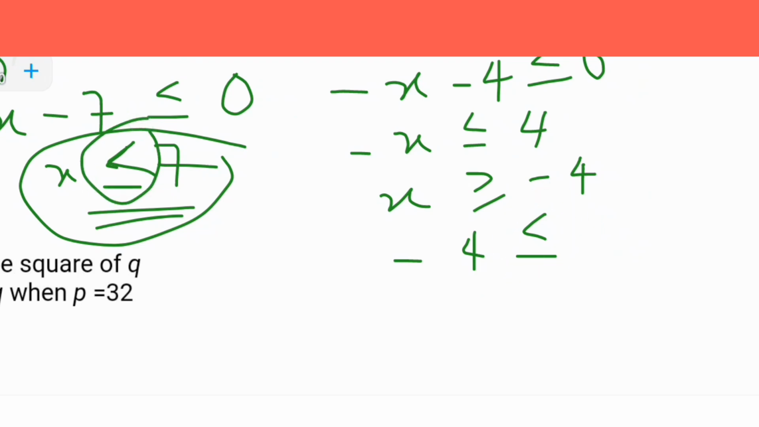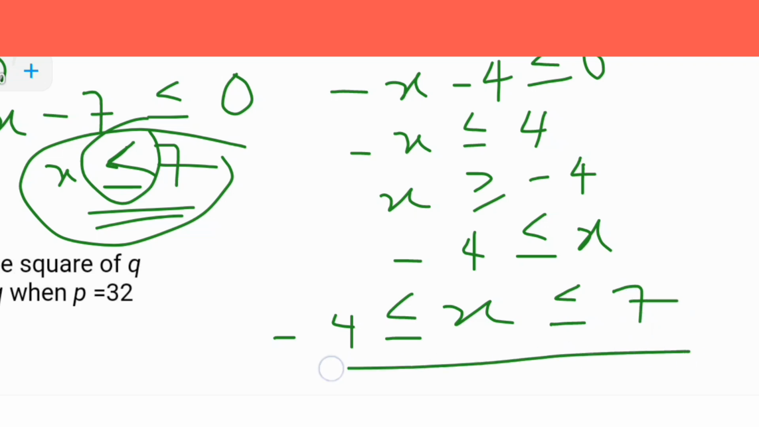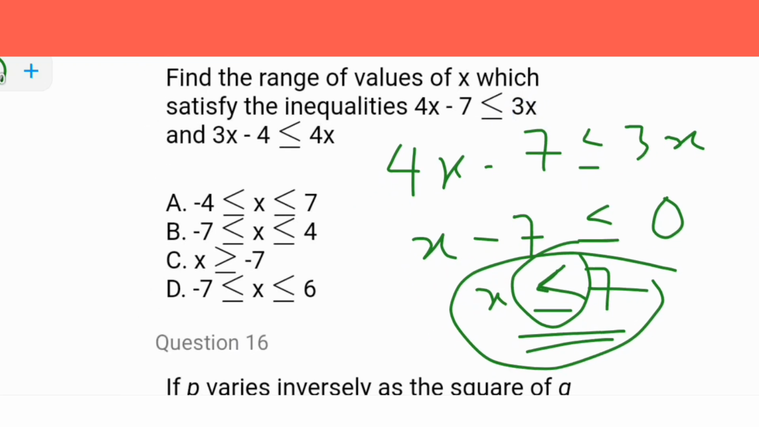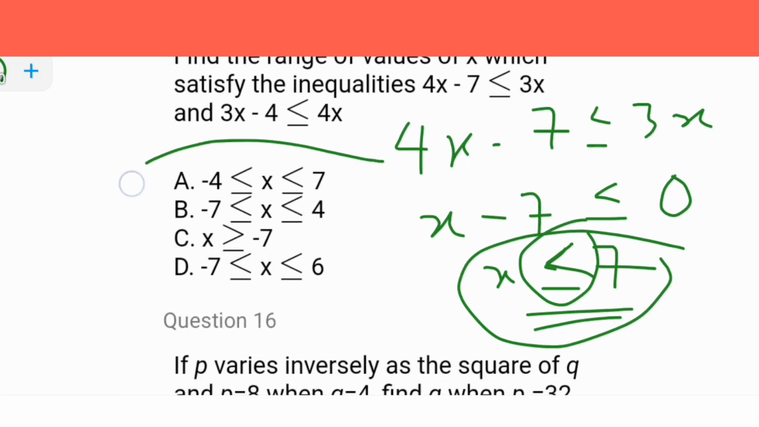So once you have achieved that, you just put them together. Minus 4 less than or equals to x. Then put this part next to it, less than or equals to 7. So that's the answer. Minus 4 less than or equals to x, less than or equals to 7. So check it in the options. Minus 4. So that's option A right there.